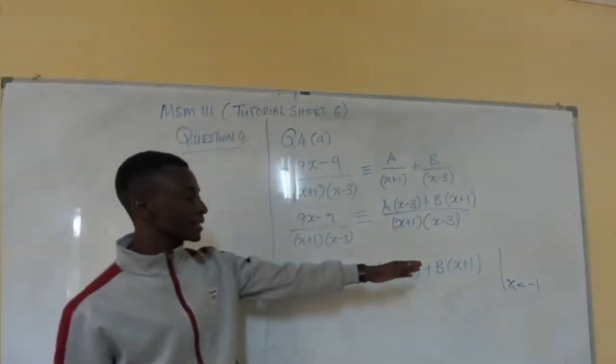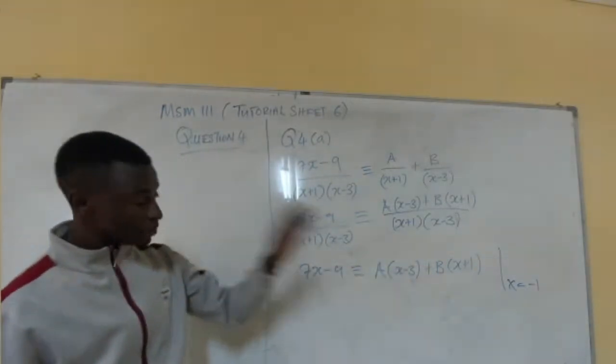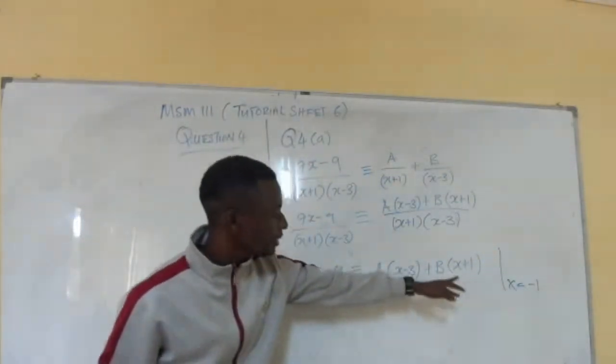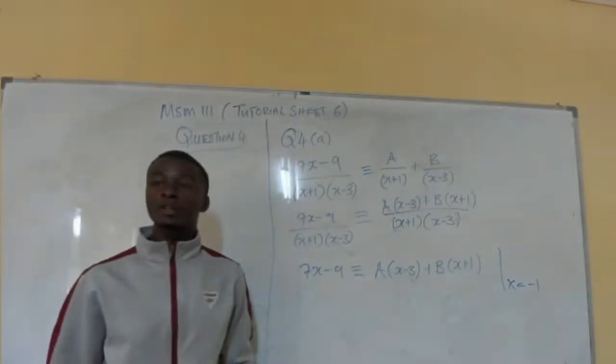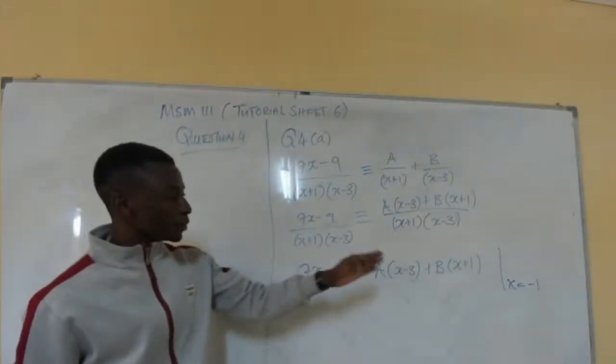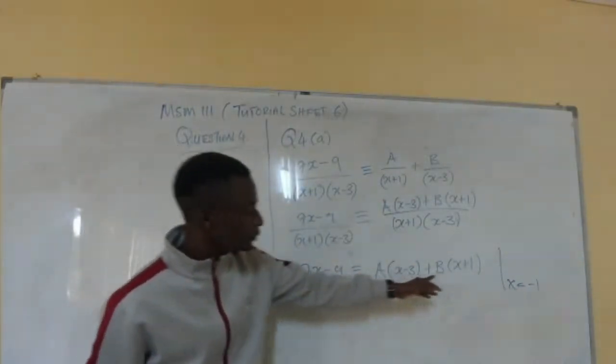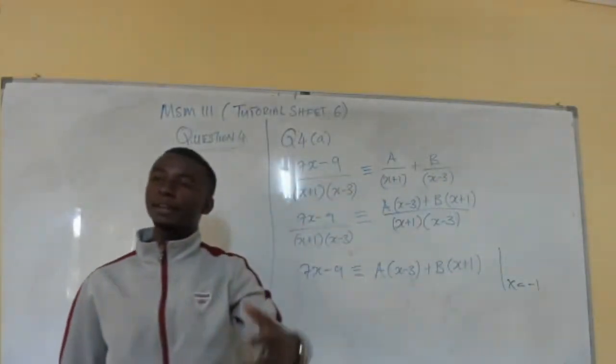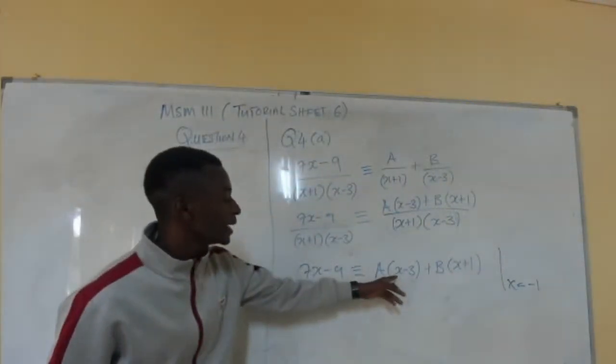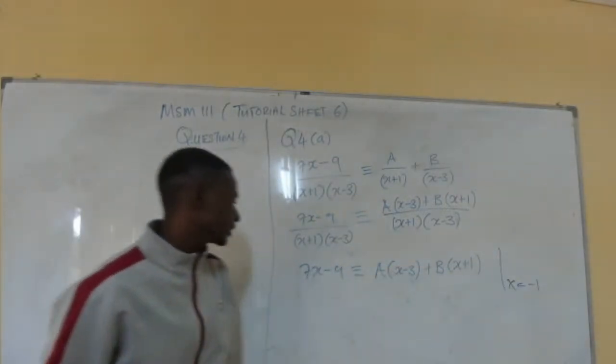So if you say x is equal to negative 1, then you substitute where there is x there, it means your b will be 0. So that's what you're supposed to do. As in, for you to find the value of a, you have to make b 0. If you want to find the value of b, you have to make a 0. So now, let's do that.